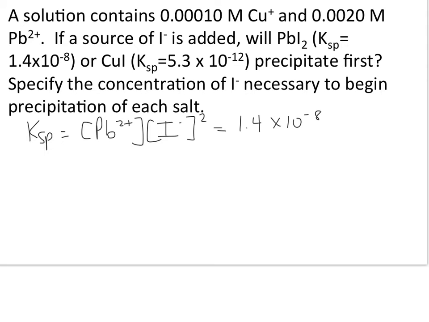The iodide ion concentration would be squared because we have two iodines in our chemical formula. And we are told that the lead ion concentration is 0.0020 molar. And so we could substitute that in here along with our KSP and solve for our iodide ion concentration. We get 2.6 times 10 to the negative third molar for the iodide ion concentration. Anything in excess of this will cause the precipitate to form.